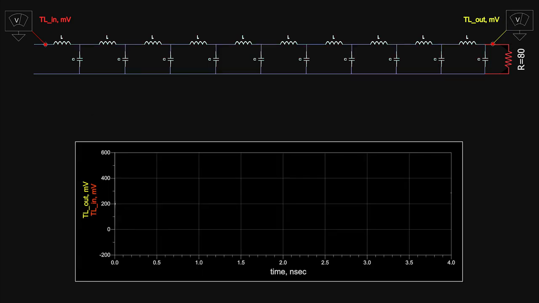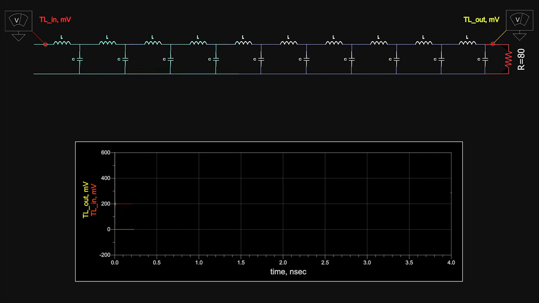Now let's terminate the line with an 80 ohm load. As you know, the voltage source at first will see the characteristic impedance, and the voltage settles at the input to 0.2 volts based on the voltage division. Time passes and the voltage at the input of the line is fixed to 0.2 volts.